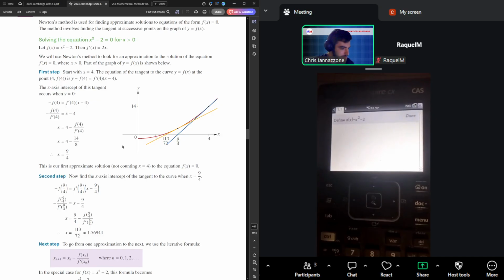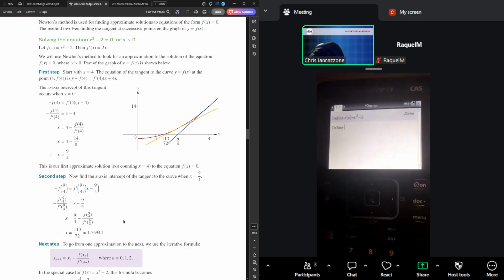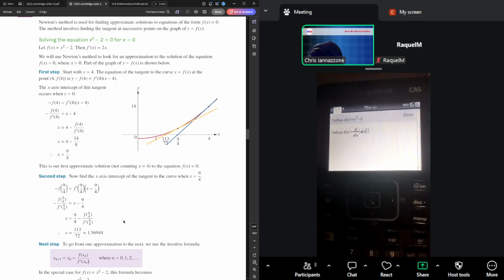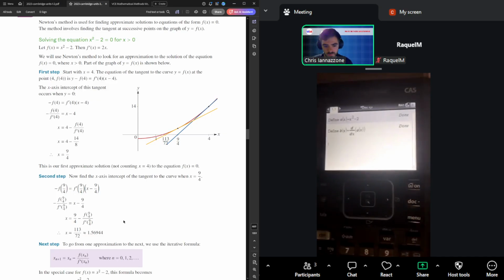The next thing that matters in Newton's method is the derivative of whatever your function is. If you look at the Newton's method equation in the textbook highlighted in purplish, you can see there's that division by f dash. To keep things generic in our CAS, we're going to define a second function b of x specifically as the derivative of a of x. Not the derivative of x squared minus 2, but the derivative of a of x. That way, whenever a changes, b will also change with it.